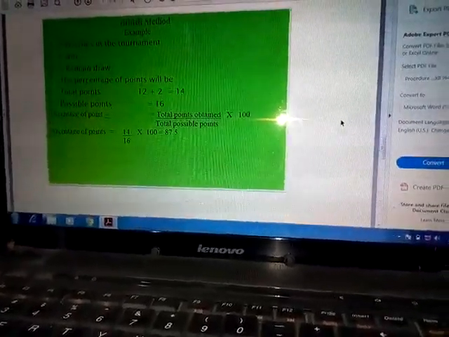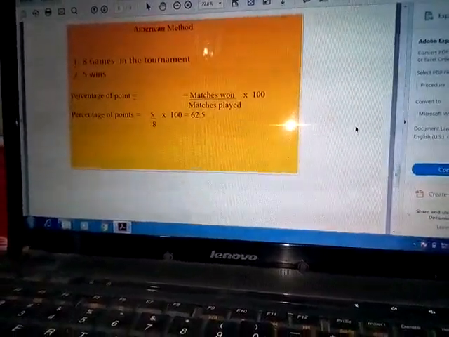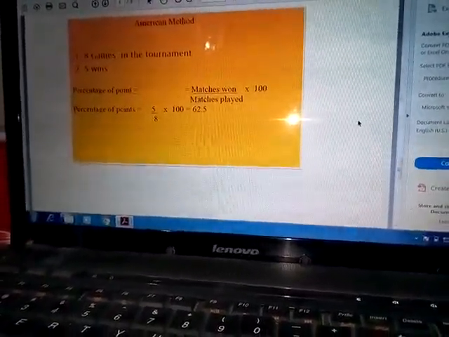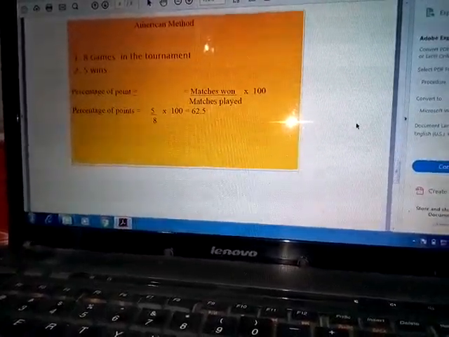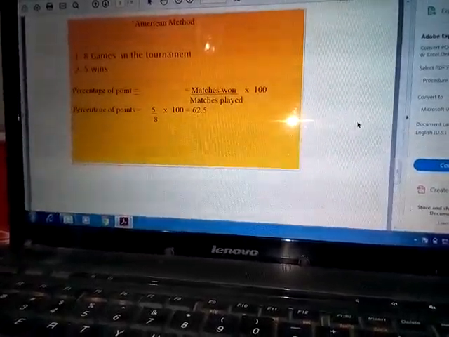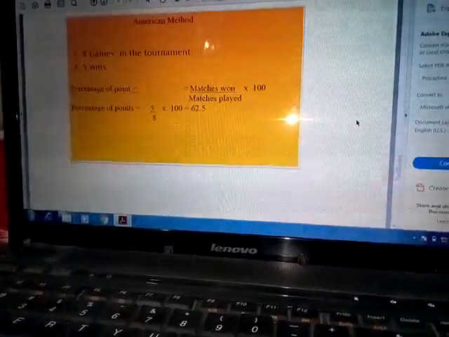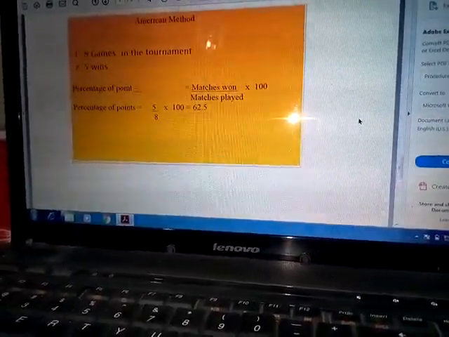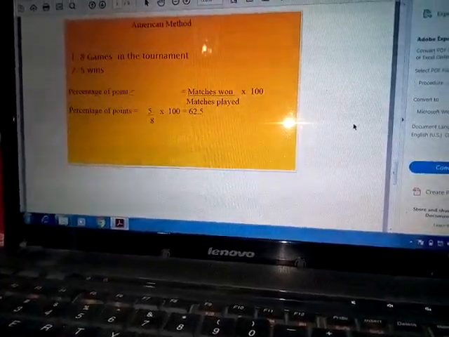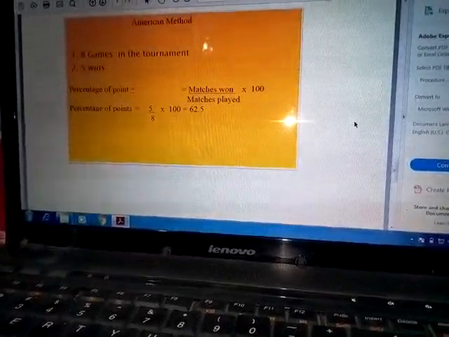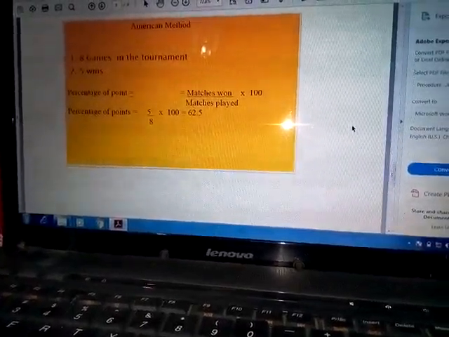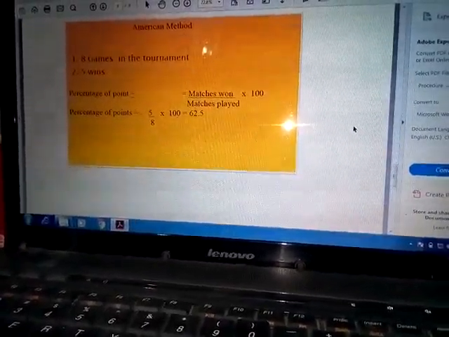Now the second method is the American method. We have taken the same example: 8 games in the tournament, with 5 wins. The percentage of points is equal to matches won by matches played, multiplied by 100. So the percentage will be 5 by 8 multiplied by 100, which is equal to 62.5. So this is the way we can see the winners' and runners' point systems.